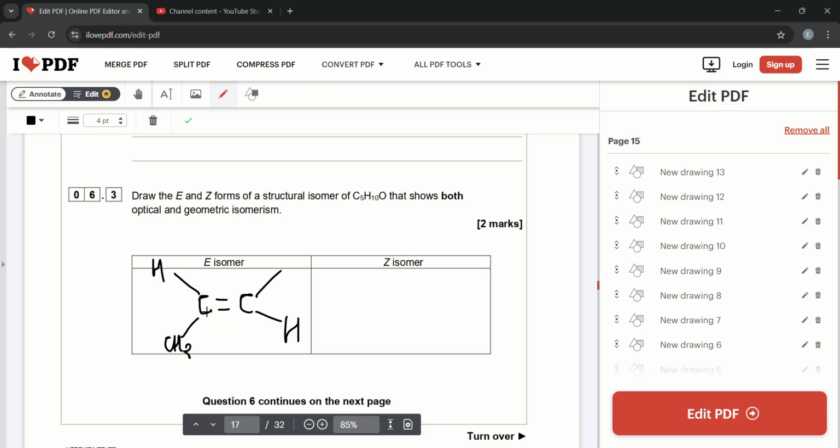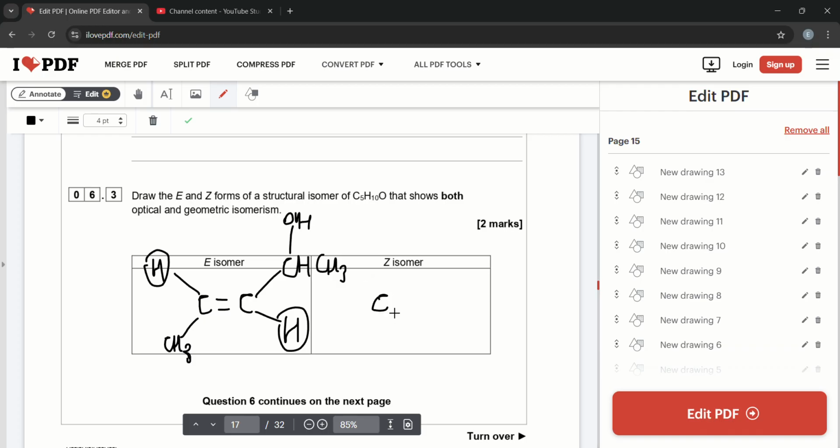And then what's left? Well, we've got 1, 2, 3 carbons. So we need another 2 carbons. 5 hydrogens. So we need another 5 hydrogens. So we can say CH3 and then OH group. And this is an E isomer because these 2 are enemies basically because they're opposing each other. And for Z isomer, they need to be on the same side.